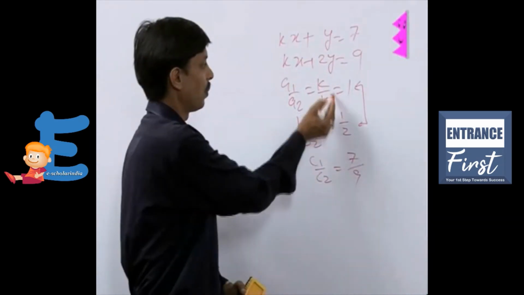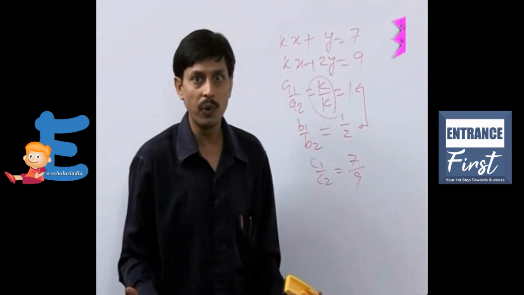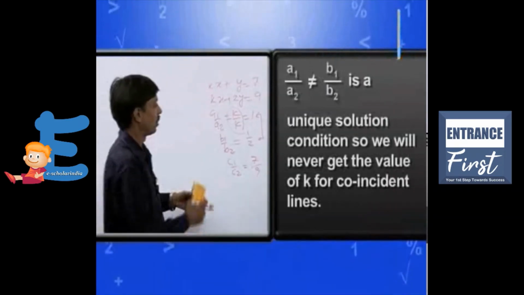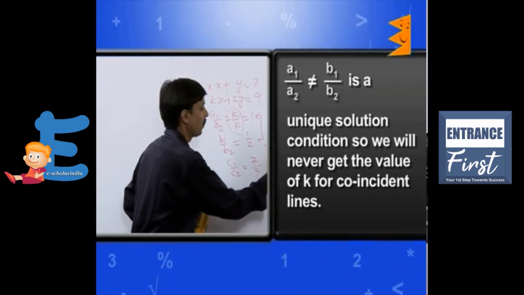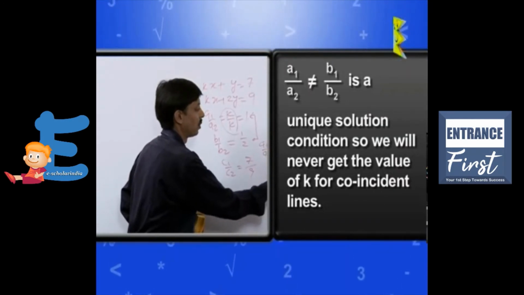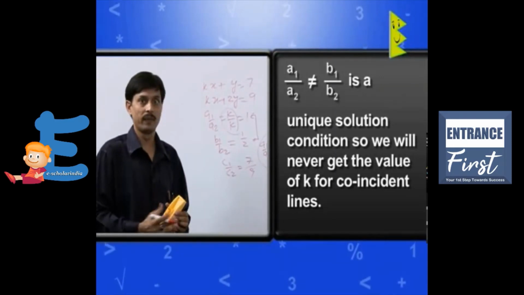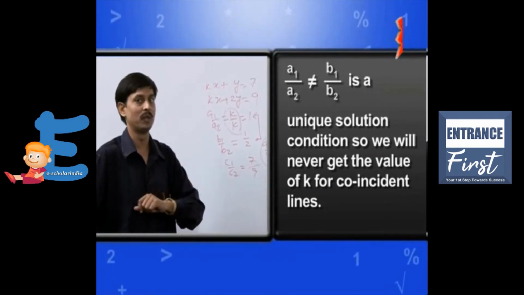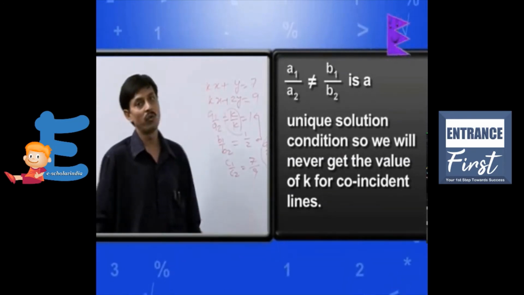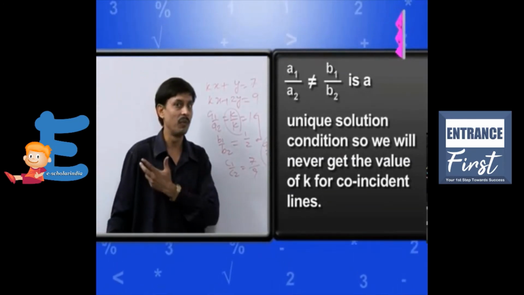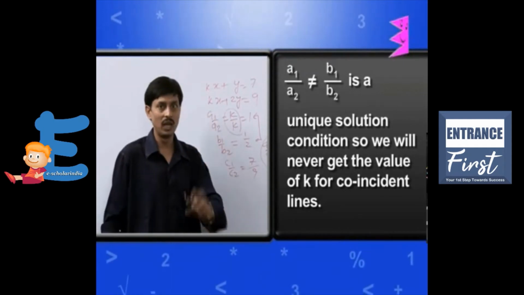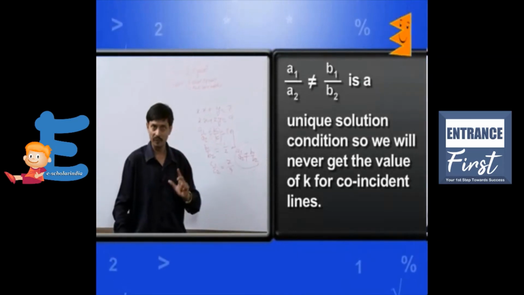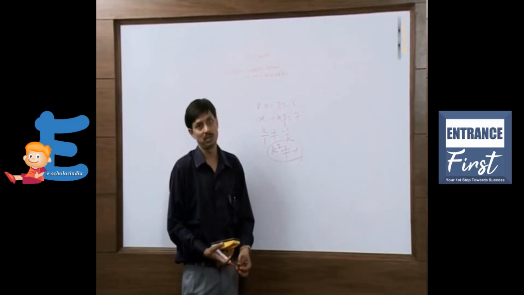Because k upon k is 1, there is no k to find, and the situation is clearly telling us that a1 upon a2 is not equal to b1 upon b2, which is generating the setting of the unique solution. So whatever you ask for the value of k, it will never give you the infinite solutions at all. So you have to take care for this type of situations.